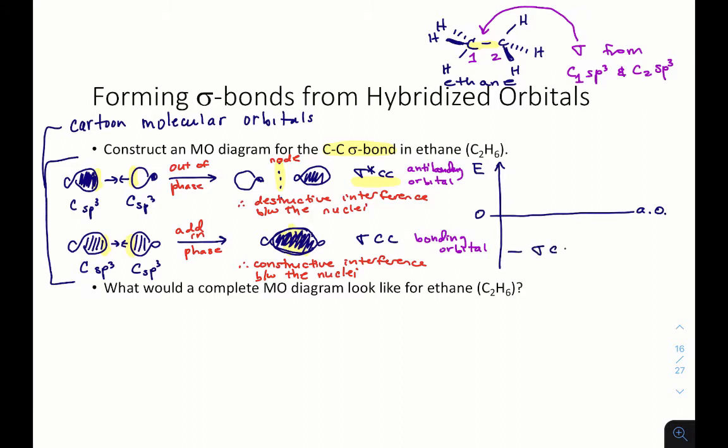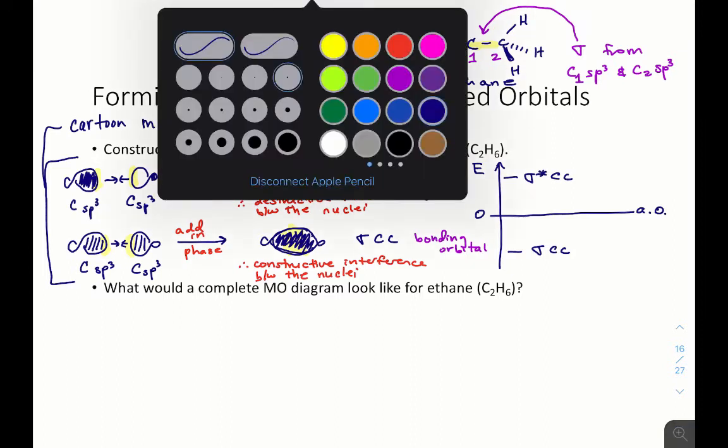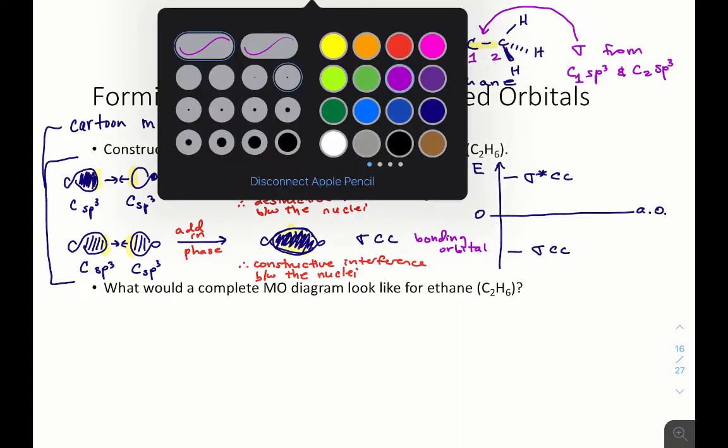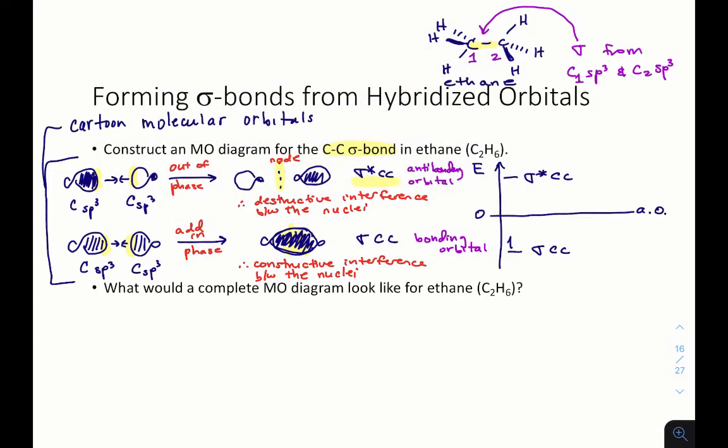Sigma CC, the bonding orbital, is lower energy than the starting atomic orbitals. Sigma star CC is higher energy than the starting atomic orbitals. There are 2 electrons in this bond. Where will they go? Yes, to the lowest energy orbital, which is sigma CC.